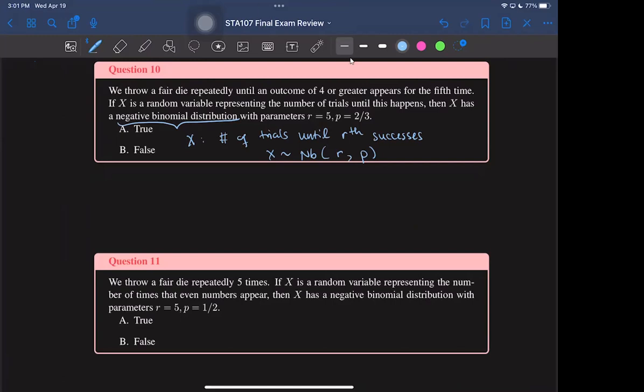Okay, I see some students say that the distribution is correct, but p is not equal to 2/3. And then another student says false because p must be 1/2. I will let other people vote a bit more on Kahoot and then I will pick it up.